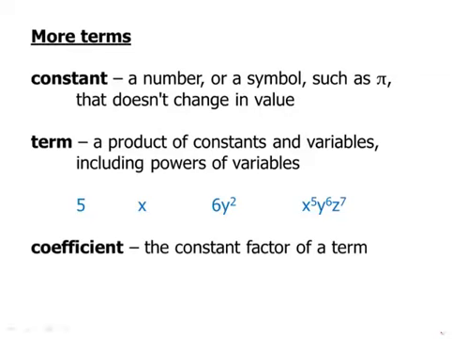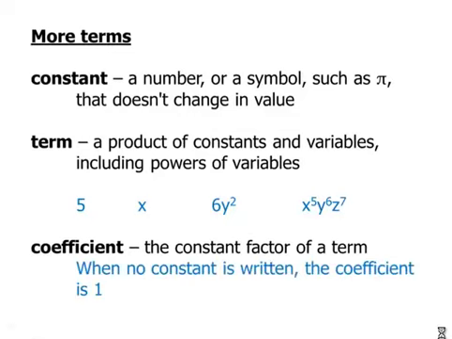The coefficient is the constant factor of a term. So for example, in 6y squared, the variable y squared is being multiplied by the number 6. So 6 is the coefficient. Now if we look at x, just x by itself, you might think, well, gee, that has no coefficient. And this is subtle. When no coefficient is written, the coefficient is 1. Because, of course, x equals 1 times x. We wouldn't write the 1. That would be kind of redundant. But the point is, x has a coefficient of 1. And in fact, that last one, x to the 5th, y to the 6th, z to the 7th, that last term also has a coefficient of 1.